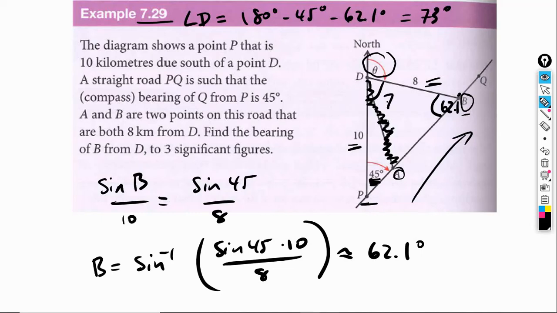Okay, so that means that this is 73 degrees here. Therefore, theta is just going to be 180 degrees minus the 73 degrees that we just found. And therefore, the bearing of B from D is then equal to 107 degrees.